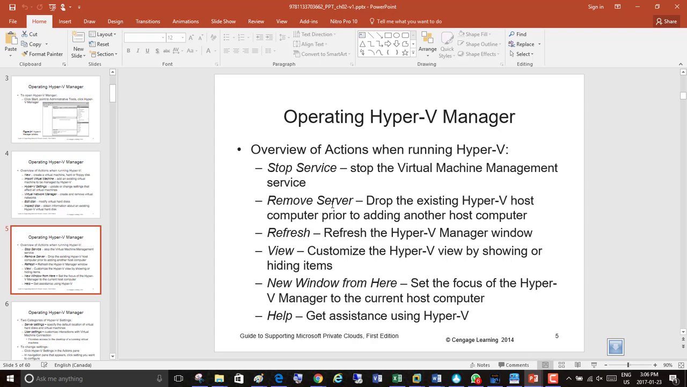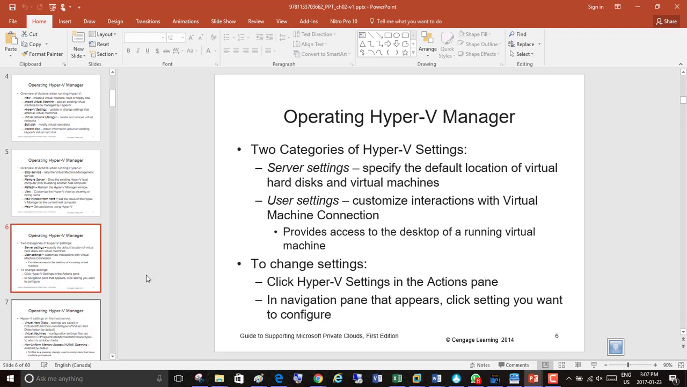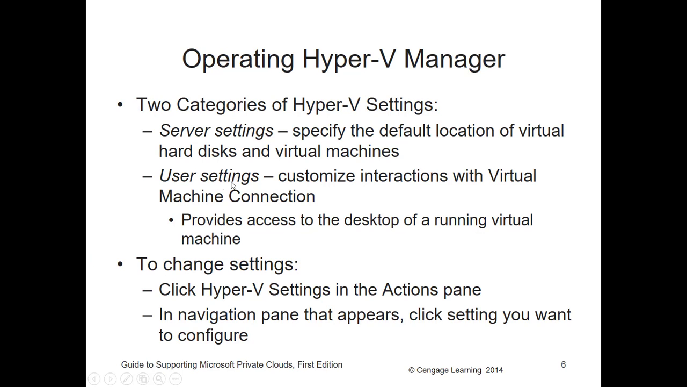Remove Server and Add Server are the options, then Refresh the Hyper-V Manager, and View, New Window from here. So all those options are typical application options that we can use. But let's go ahead a little. Operating Hyper-V Manager, two categories of Hyper-V settings. So there are server settings, and then there are user settings.